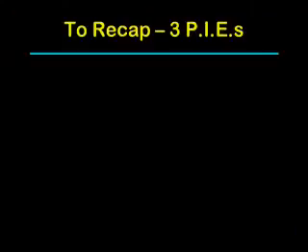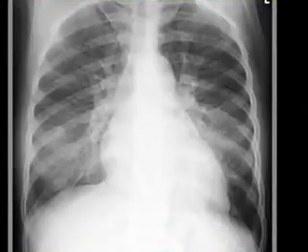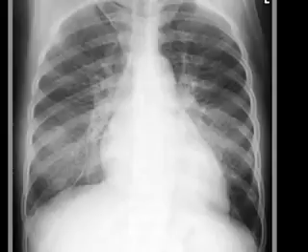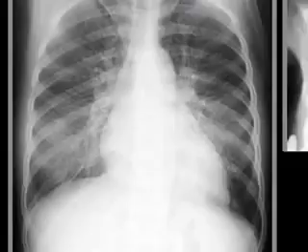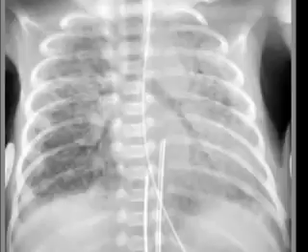To recap, 3 diseases that all share the acronym PIE, P-I-E, are pulmonary interstitial edema. Remember to look for fluid in the fissures, Kerley B lines, pleural effusions, and peribronchial cuffing. Pulmonary interstitial emphysema, which occurs in premature newborns, almost all of whom have hyaline membrane disease and who have been on a ventilator. There are small bubbles of air that are seen throughout the lungs.